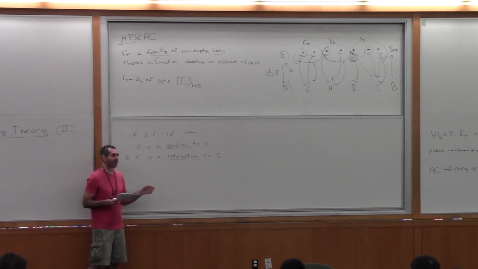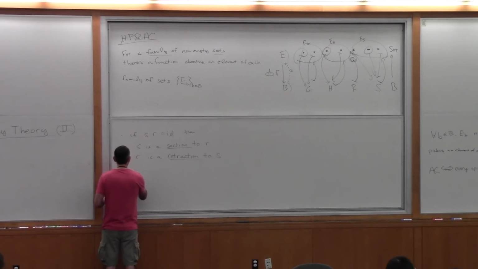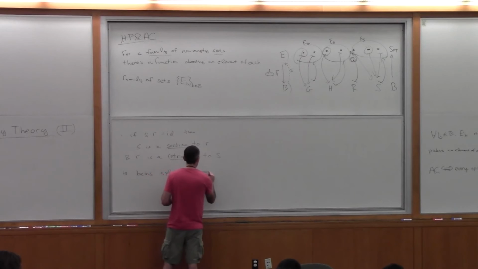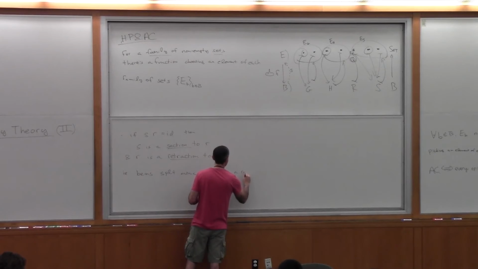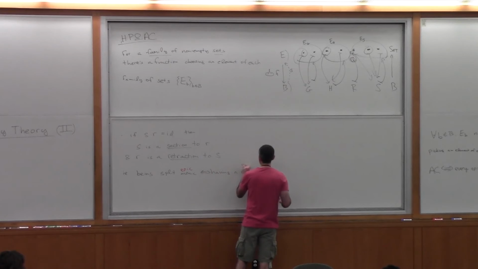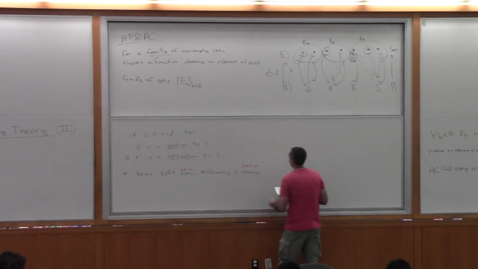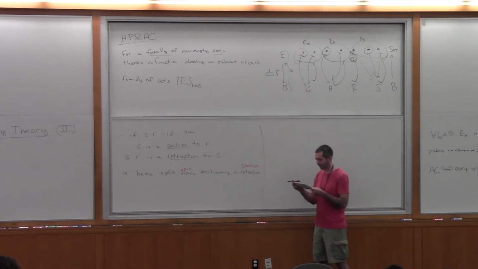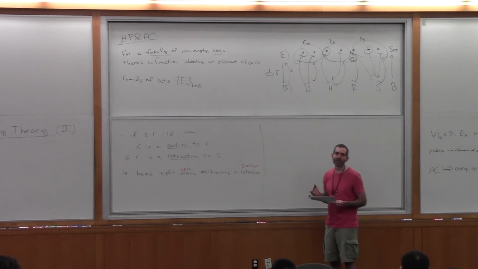Okay, so in other words, being a split monic means having a retraction. And dually, being split epic means having a section. Now an interesting theorem about sections and retractions. If an arrow has both a section and a retraction, then those two arrows are the same.